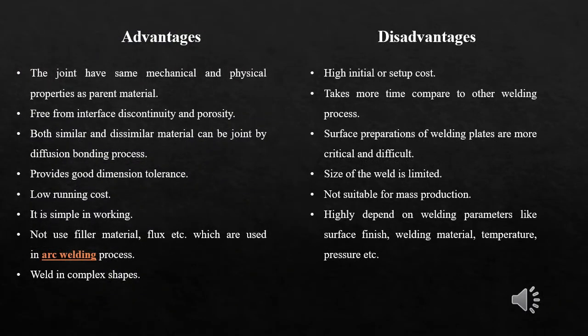There are some advantages and disadvantages of using this diffusion bonding process. The advantages are the joint has the same mechanical and physical properties as parent material, free from interface discontinuity and porosity. Both similar and dissimilar materials can be joined by the diffusion bonding process, provides good dimension tolerance, low running costs. It is simple in working, does not use filler materials and flux, and can weld complex shapes.